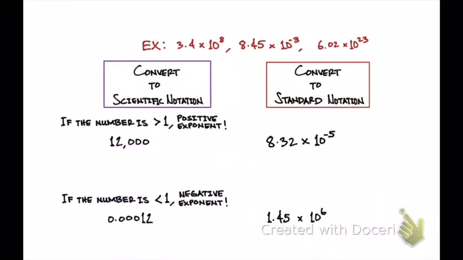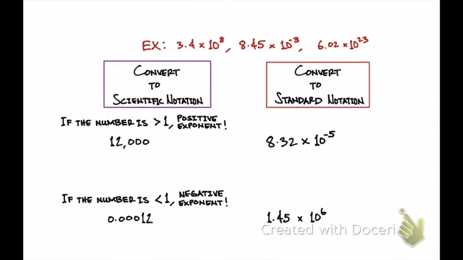Okay, so let's look at some examples here and show how to convert a regular number or a standard notation into scientific notation. So again, a scientific notation contains two things. The first one is a coefficient, and a coefficient contains a single digit followed by a decimal point and then another digit, and also a multiplier, okay, which is the number 10 raised to an exponent. And we have examples here up top, 3.4 times 10 to the 8th power, 8.45 times 10 to the -3, and 6.02 times 10 raised to the 23rd power.